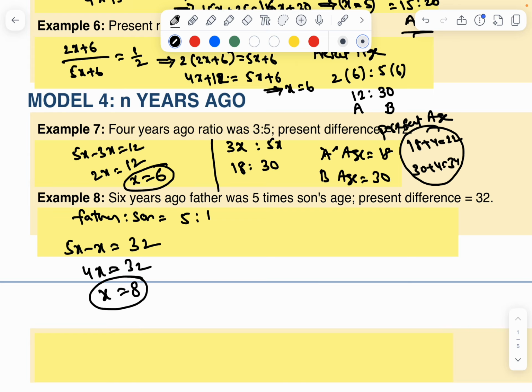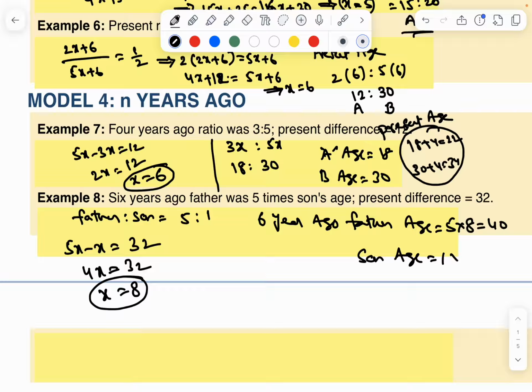Okay. Therefore, 6 years ago, father is 5 into 8, 40. Son age 1 into 8, 8 years. This is the question.